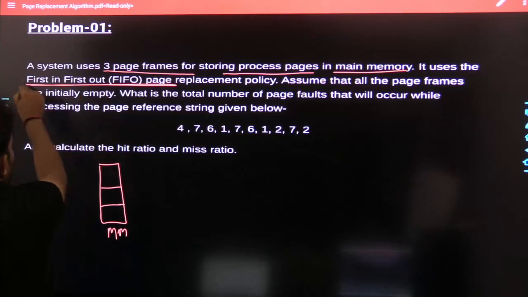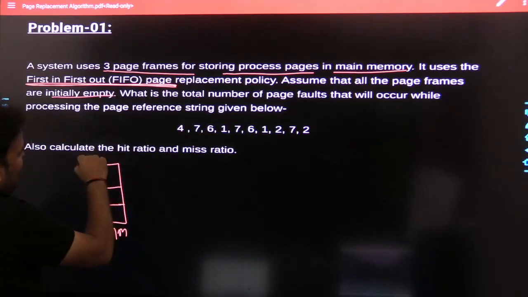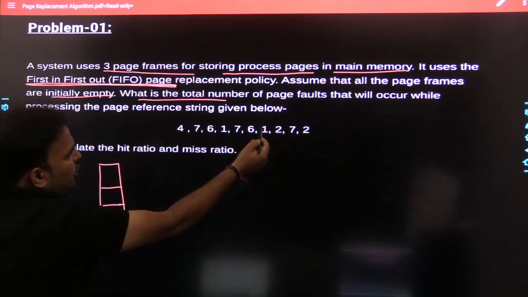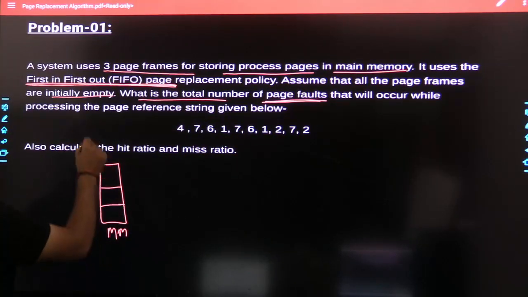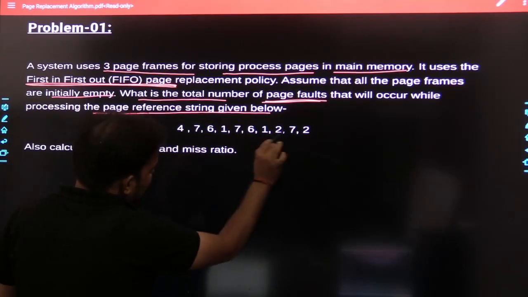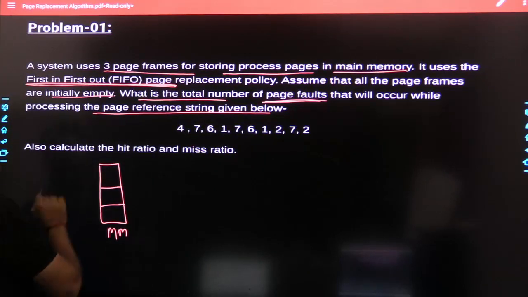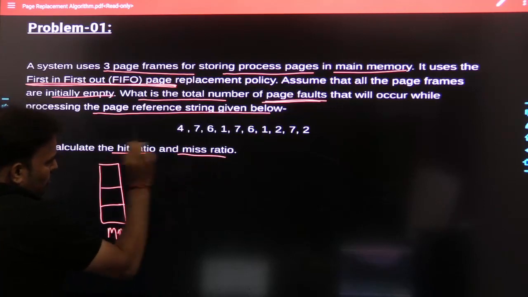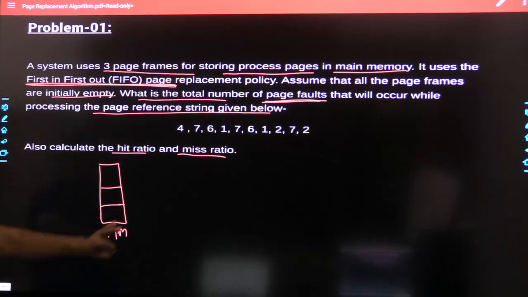FIFO page replacement policy is very simple. Assume that all the page frames are initially empty. What is the total number of page faults that will occur while processing the page reference string given below? This is a reference string which we have taken in the example. Also, you need to calculate hit ratio and miss ratio. This we will do later. First, you need to calculate the number of page faults.